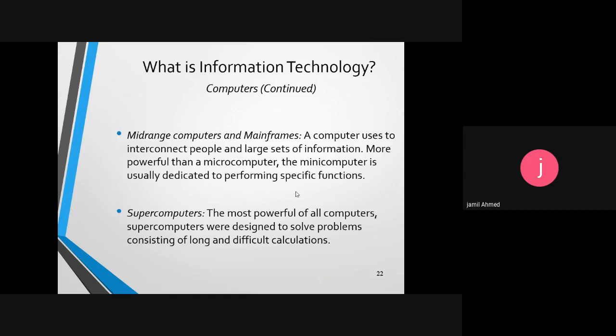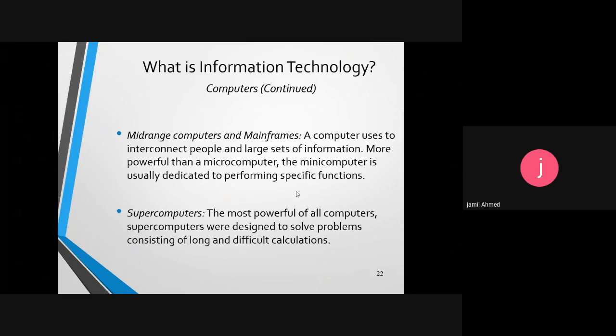So a mid-range computer is used to interconnect people and large sets of information, more powerful than the microcomputer, and the microcomputer is usually dedicated to performing specific functions. These mid-range computers are known as mainframe computers that can be used as a server in a central organization. As we have seen, there were lots of departments that can be interconnected by using mainframe computers, and the information can be processed centrally there.